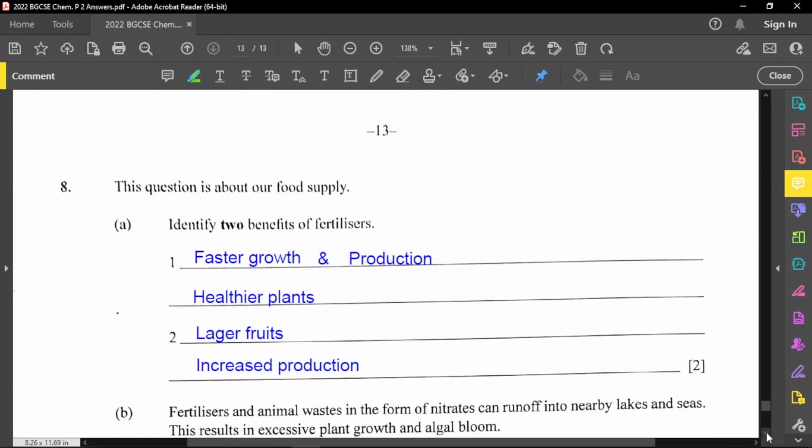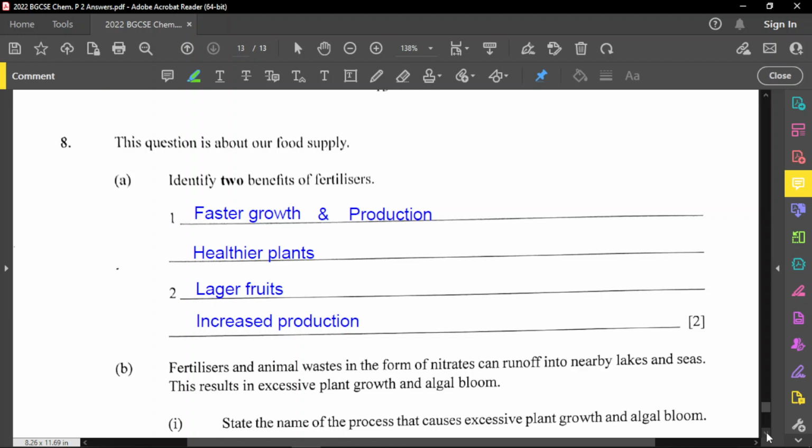Now, for the last question, it said this question is about our food supply, and it said identify 2 benefits of fertilizers. And persons who do bio will love this question. And so, benefits of fertilizers, the use of fertilizers. Not saying that they're good in terms of our consumption, but good for the plants is that you will have faster growth, and actually, if you have faster growth, you have more production as well. So it could be faster growth is one, more production could be a separate point.